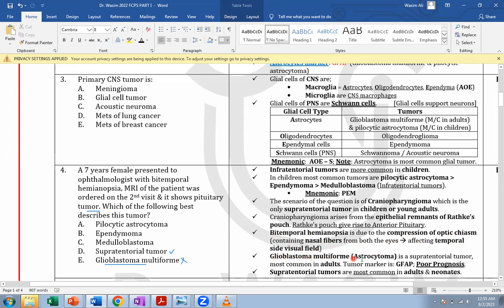Glioblastoma multiforme, that is the astrocytoma, is a supratentorial tumor, and it is most common in adults. The tumor marker for glioblastoma multiforme is GFAP, and it has a poor prognosis. Supratentorial tumors are more common in adults and neonates. So this is all for this MCQ.